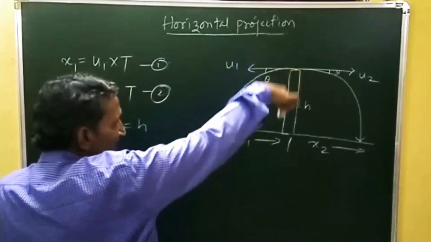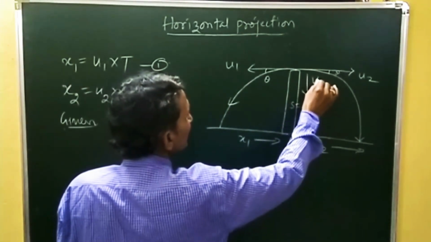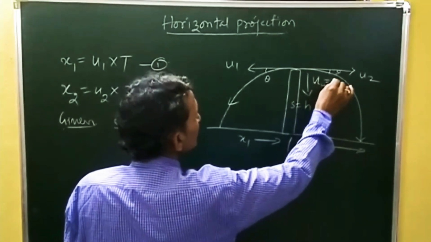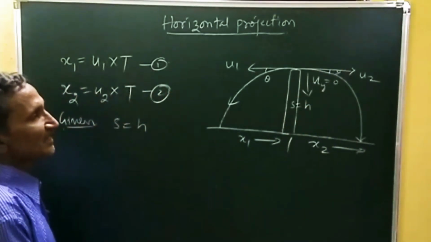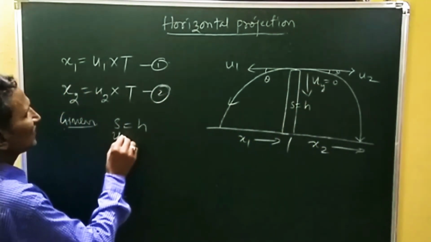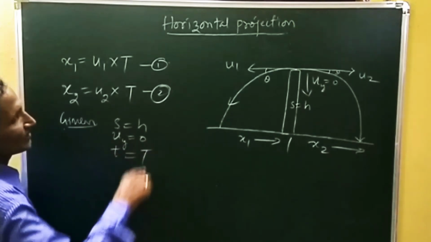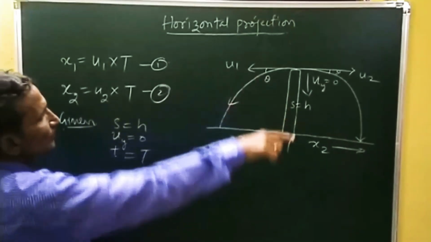Initially, in the vertical direction, what is the initial velocity? The initial velocity in the vertical direction is 0. There is no velocity in the vertical direction, only horizontal velocity. So the initial velocity along the vertical direction is 0. And time is equal to what? Time of flight, the total time taken by the body to reach the ground.